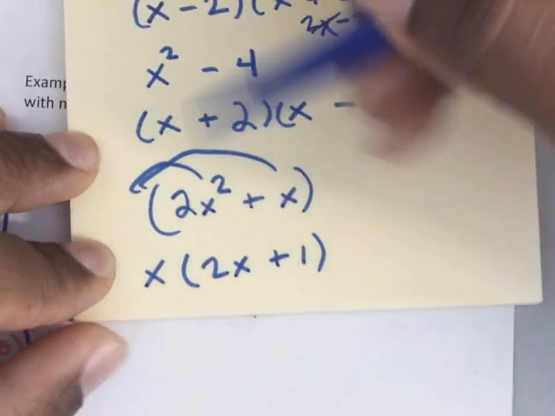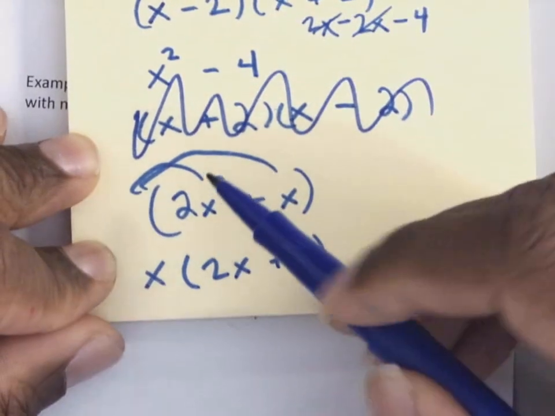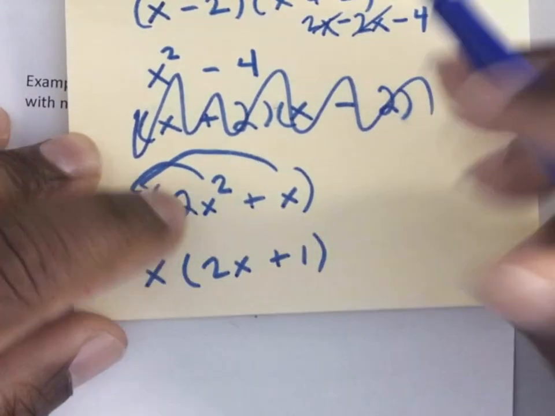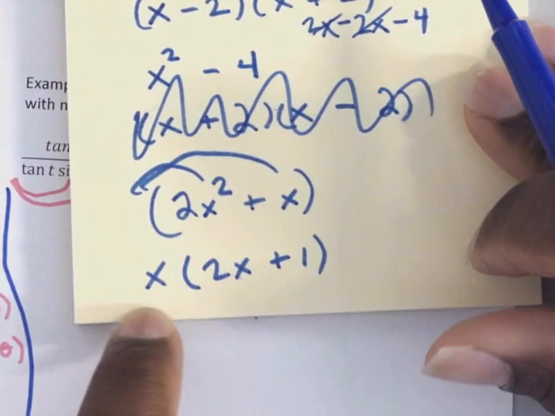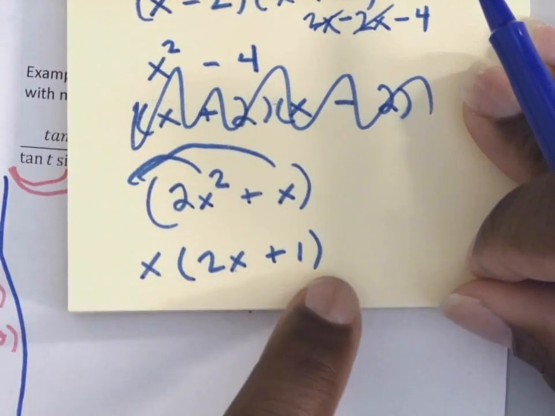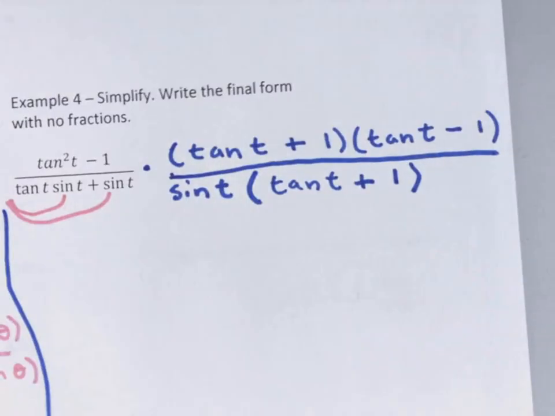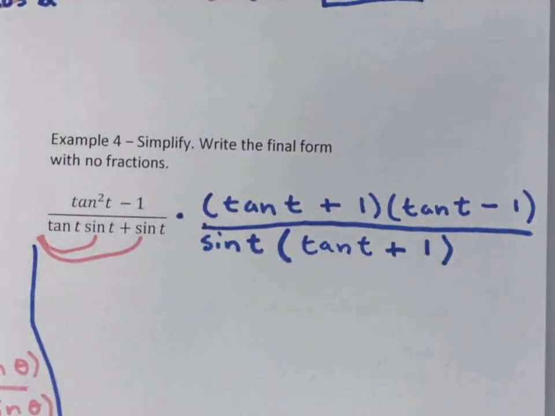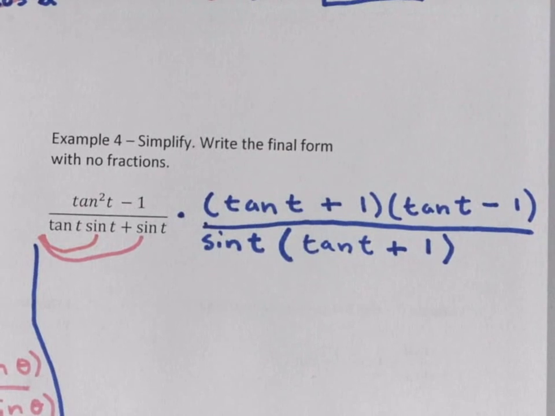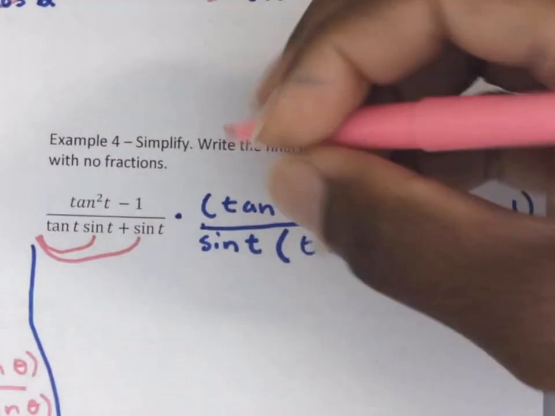So if you started off with 2x squared plus x and you factored out one of the x's, this is what you get. Okay, yeah, I think I get it. All right. So now, is one of the parentheses on the top the exact same as one of the ones on the bottom? Yes. What is it? Tangent t plus 1? So those cancel.